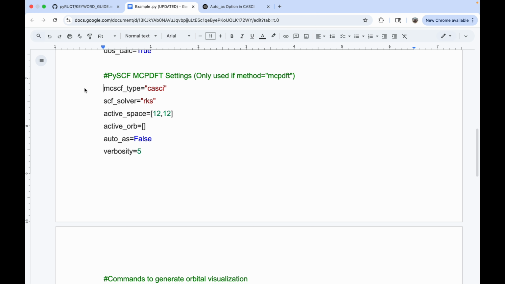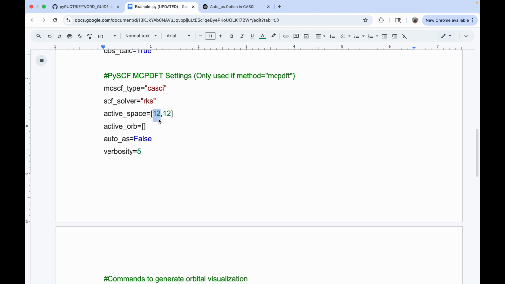In our group, we mainly stick to RKS, which is restricted Kohn-Sham, or RHF, restricted Hartree-Fock. Restricted Kohn-Sham uses a density-based method, similar to DFT, whereas restricted Hartree-Fock focuses more on the wave functions and doing the individual calculations through that. The next thing is the active space, and the active space gives you two numbers.